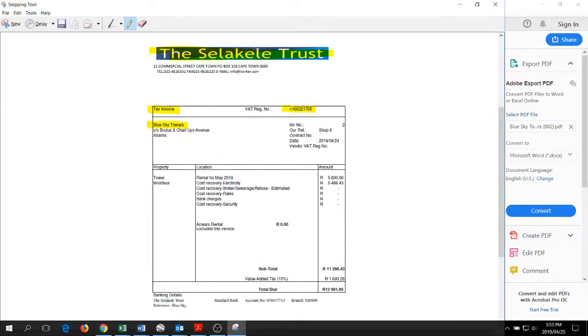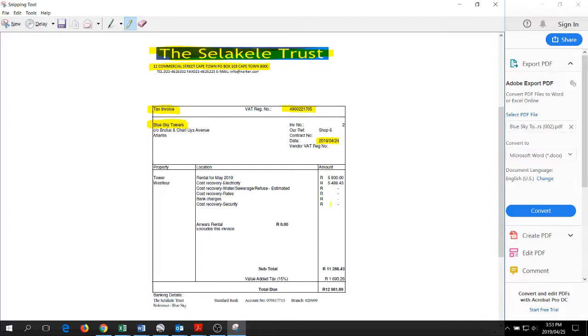So VAT number, it must say tax invoice, name of the supplier's physical address, our name, and also very important, the invoice must be dated, because that affects what tax period the VAT should actually have been claimed in if you're on the invoice basis.